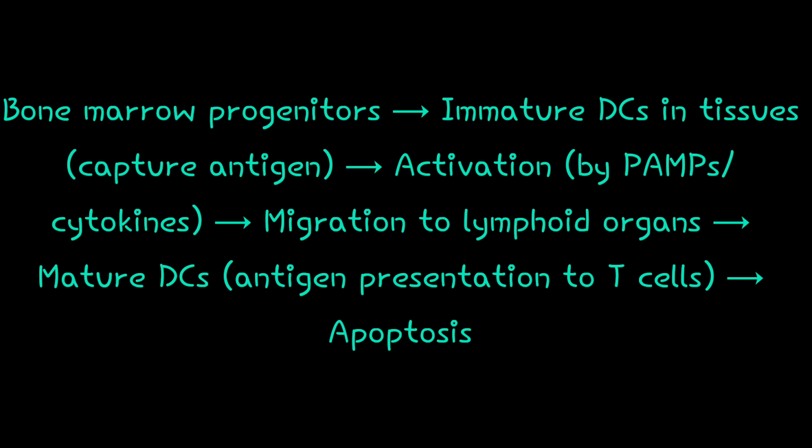Then immature dendritic cells in peripheral tissues. They leave the bone marrow, circulate in the blood and enter tissues like skin, mucosa, and intestinal tissue. The function at this stage is antigen capture by phagocytosis, macropinocytosis, and endocytosis. They express low MHC and co-stimulatory molecules, so they are not yet good T cell activators. Example: Langerhans cells in the skin.